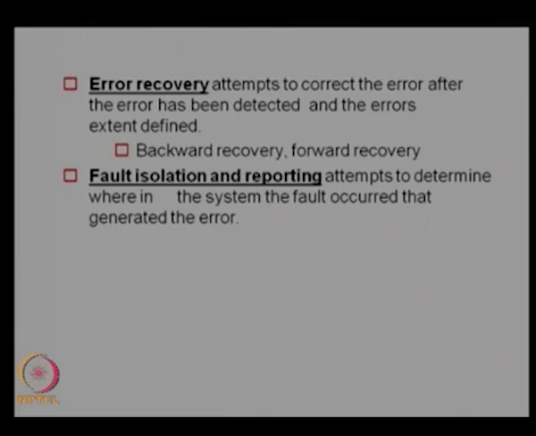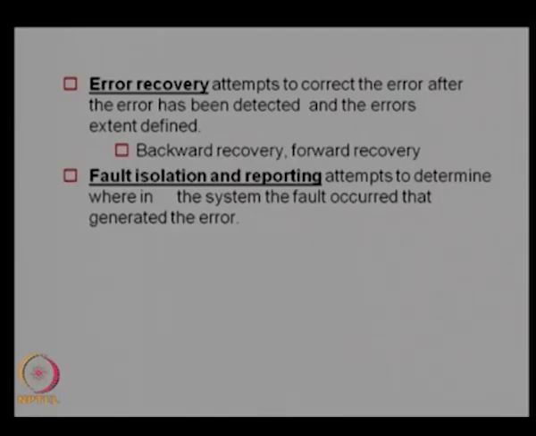And error recovery attempts to correct the error after the error has been detected and the error's extent defined. So once the error is detected and its extent defined, recovery is basically getting back to the normal mode of operation even if there is an error. This can be attempted in 2 ways. One is backward recovery, the other is forward recovery. We discussed these methods in the functional decomposition or functional development stage, so I am not going into the details, but these are the 2 methods by which we can implement error recovery.